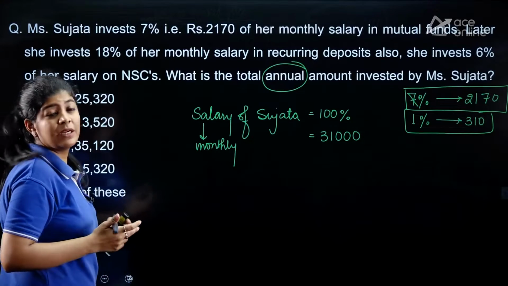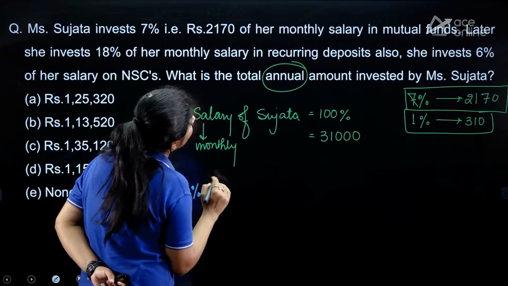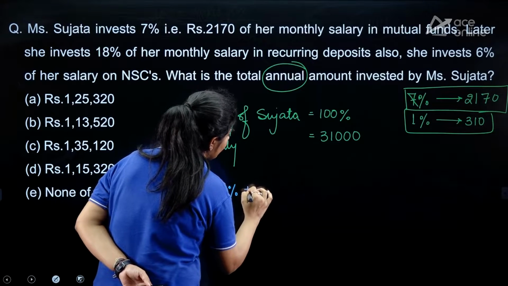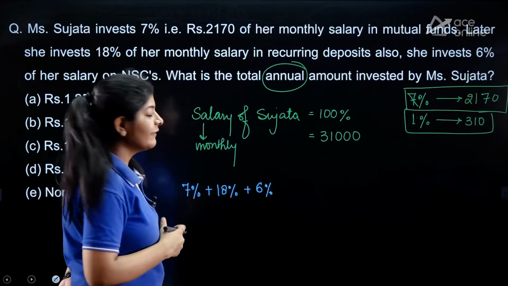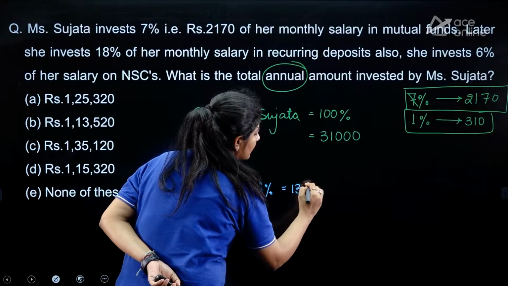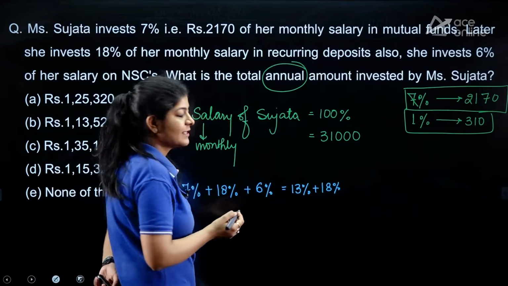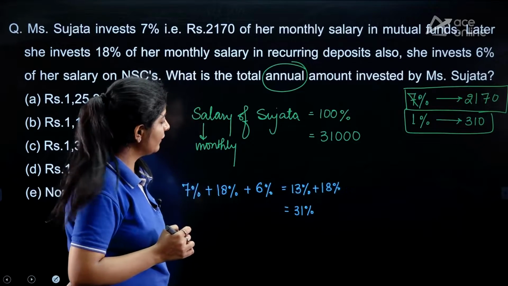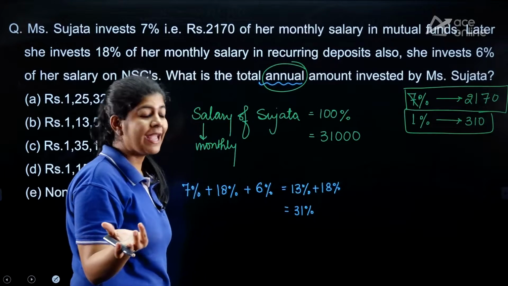Now the total investment made by her is nothing but 7% in mutual funds, next 18% in the recurring deposit, plus 6% in this NSC. The total investment made by her is nothing but 13% plus 18%. That is nothing but she is investing a total of 31%. But we need to find out the amount also on an annual basis.